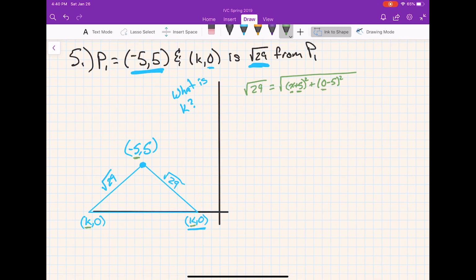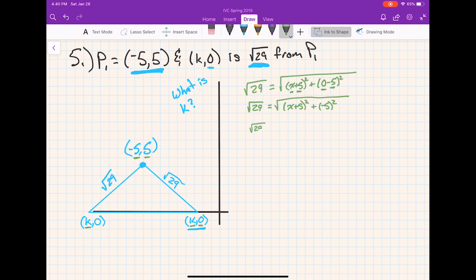And then for my y's, this is my y here that I'm looking for the coordinate pair for, and here's the other 5, so minus 5. So just trying to clear all that up. So we got square root of 29 equals the square root of, all right, we still have this. We're going to solve for that x, and then 0 minus 5, well, that's going to be negative 5 squared. And negative 5 squared is going to be 25, of course.